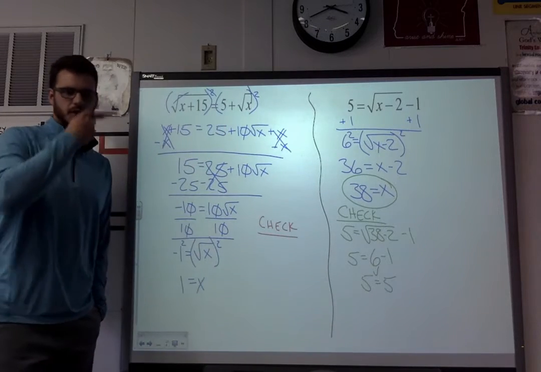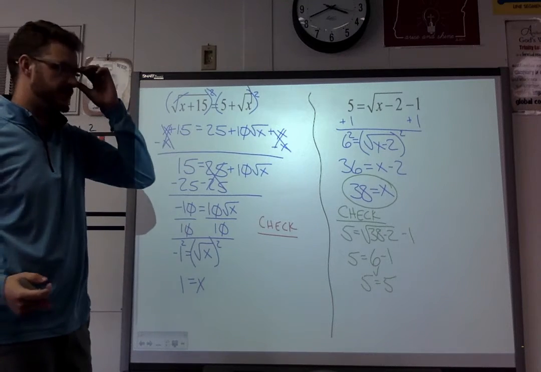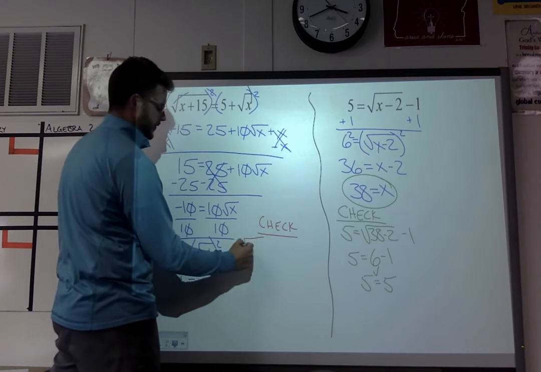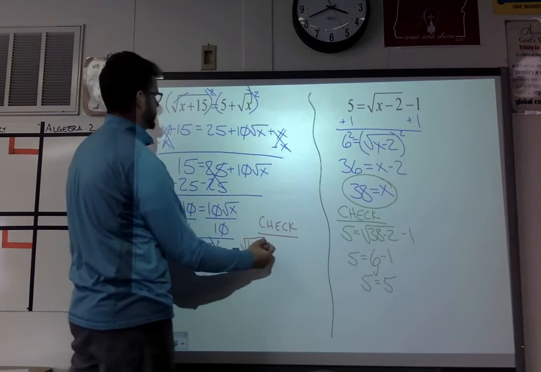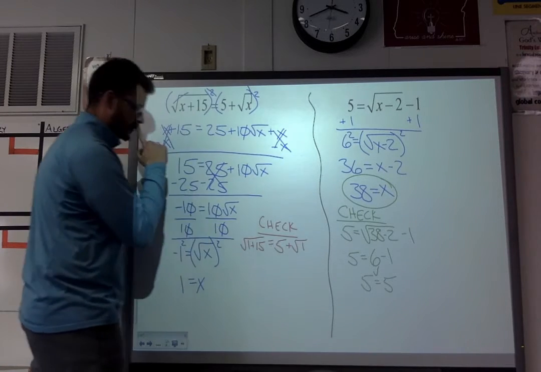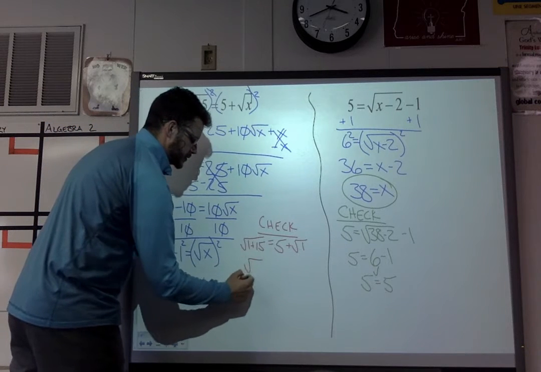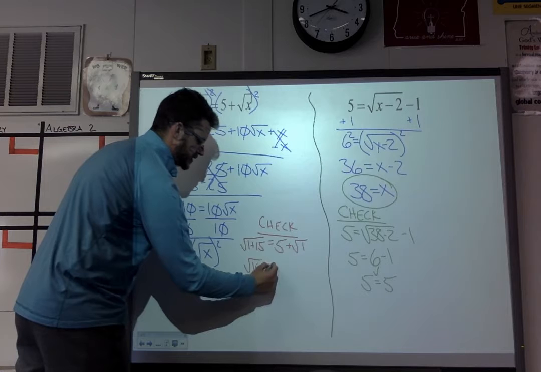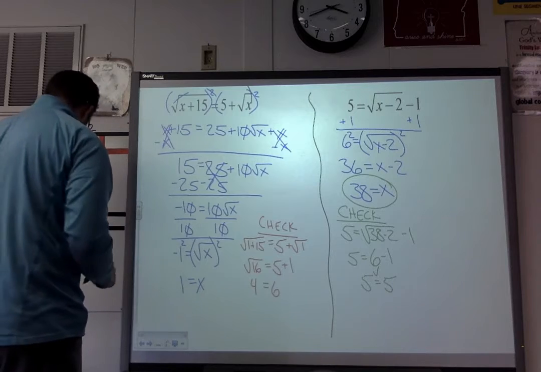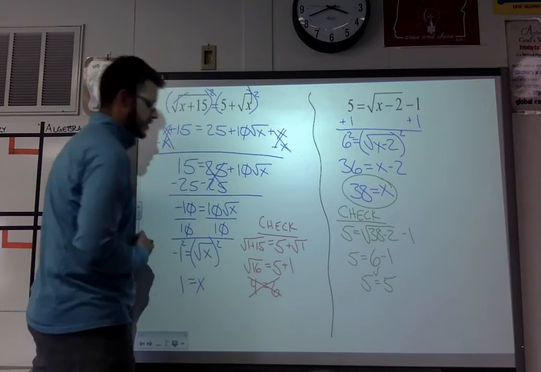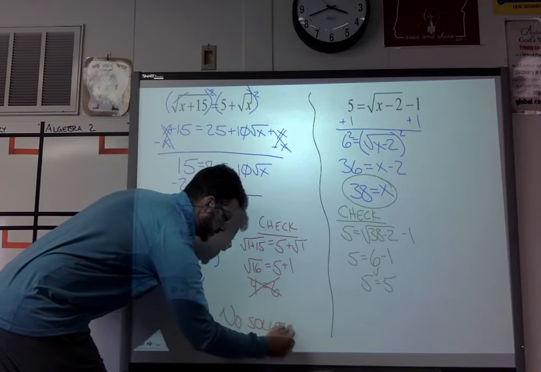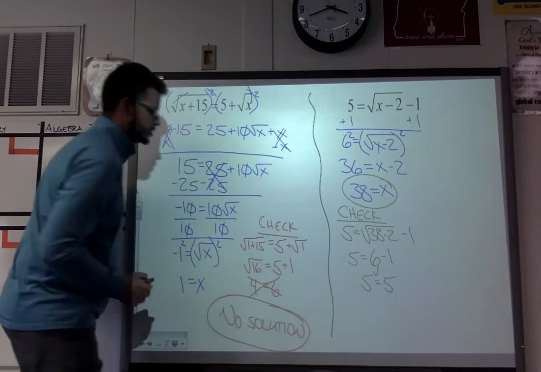Now, if we go ahead and check that, again, if I'm moving a little too quickly for you, these notes are up on Schoology for you to follow along as well. So now when I plug it in, I would get the square root of 1 plus 15 is equal to 5 plus the square root of 1. So here, square root of 16 is equal to 5 plus 1, which gives me 4 equals 6. Again, that does not work. It's an extraneous solution. So I would say no solution.